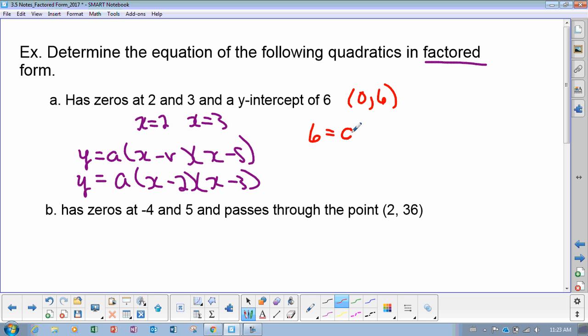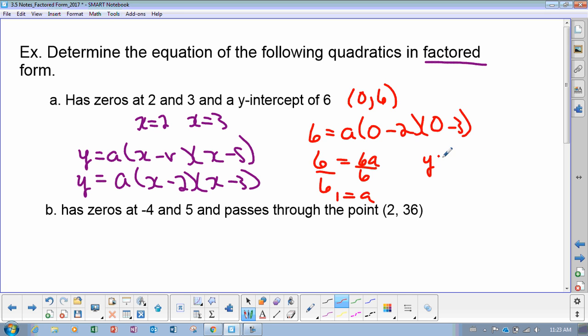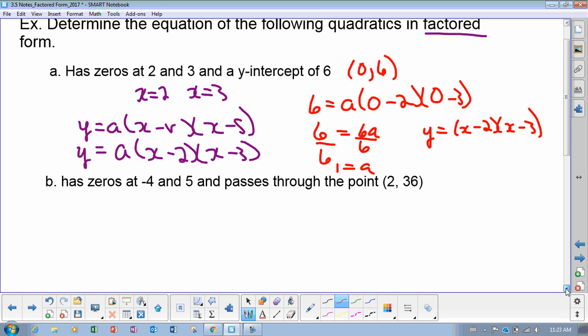So I have 6 equals a, 0 minus 2, 0 minus 3. So that becomes 6 equals negative 2 times negative 3, which is 6a. Divide both sides by 6. So 1 is equal to a. So that means our equation is going to be y equals x minus 2 and x minus 3. So there's one example.